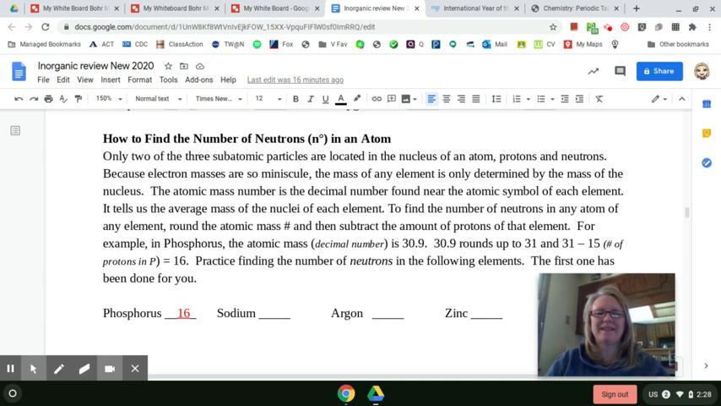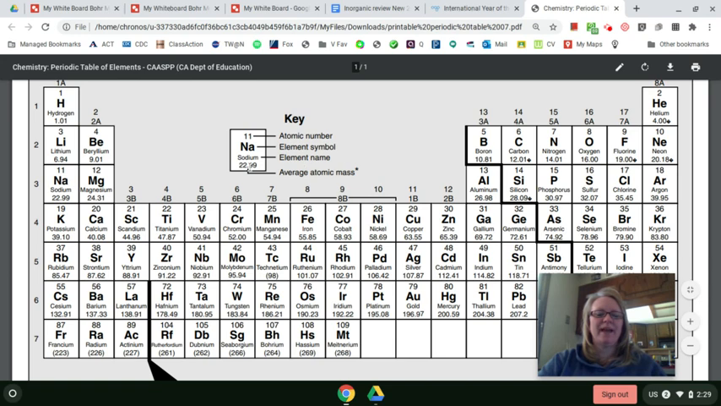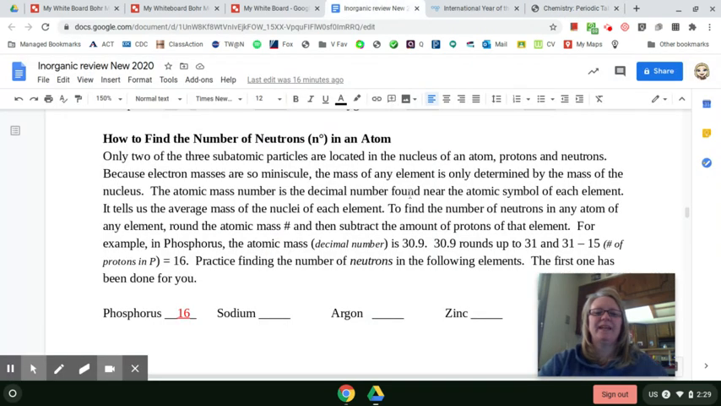Because the electron mass is so very minuscule or small, the mass of any element on that periodic chart, if you remember, any of these masses, the average atomic mass, is determined by the number of protons and the number of neutrons. So it's based on the mass of the nucleus, those two things that are in there. The atomic mass number is that decimal number that's found in that atomic symbol.